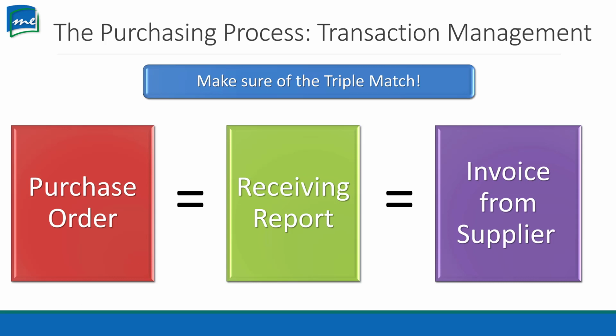So make sure of the triple match. So if you have an issued purchase order that's accepted, make sure that that purchase order matches what you receive. And make sure that both of those match what the supplier has invoiced you for. So that's what they mean by the triple match. Make sure what you order is what you get and what you're being billed for. If it doesn't match, you need to talk to your supplier and figure out what's going on.